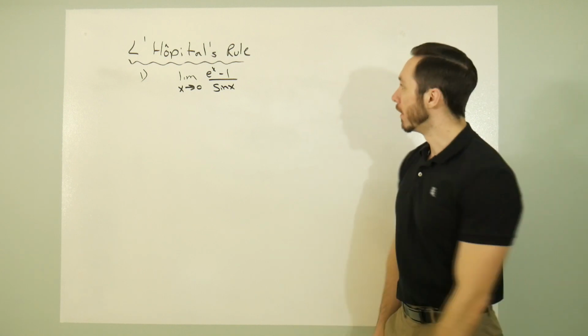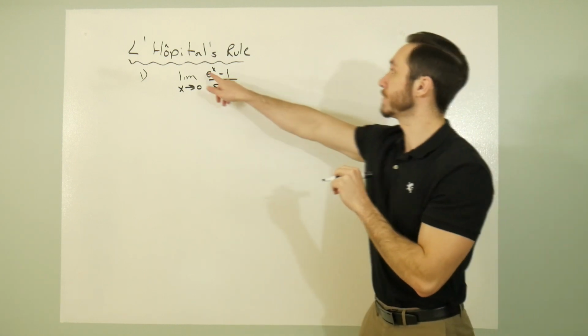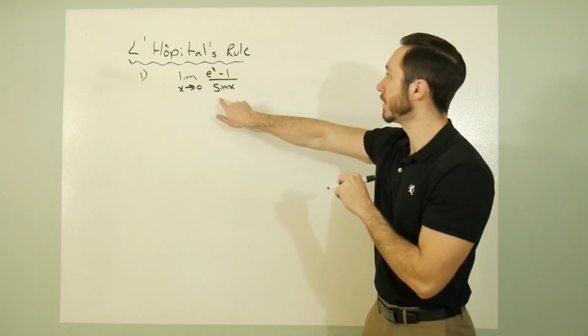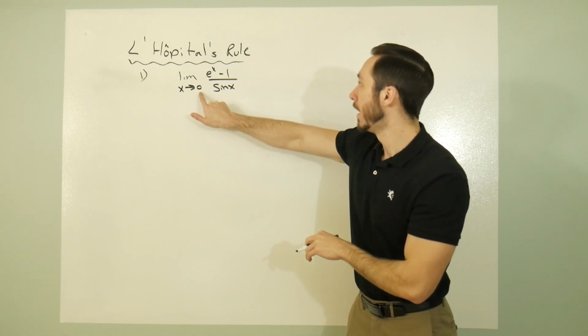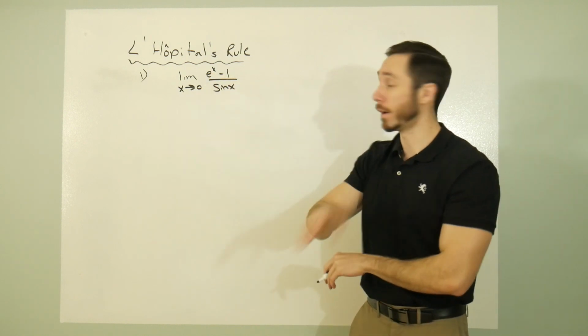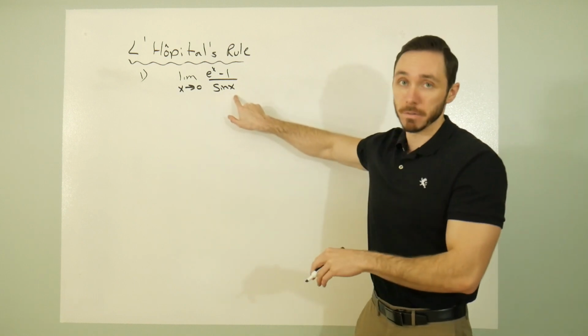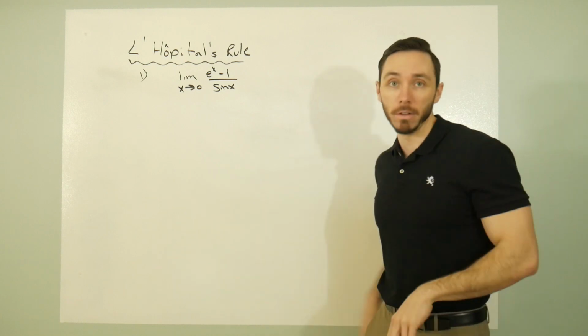All right, so we have a ratio. We have two functions. We have f of x, which is e to the x minus 1, and g of x, which is sine x. If I were to attempt direct substitution, I plug in 0 here. E to the 0 is 1. 1 minus 1 is 0. And likewise, sine of 0 is just 0. So 0 over 0 is the case that we're running into. We need to apply L'Hopital.